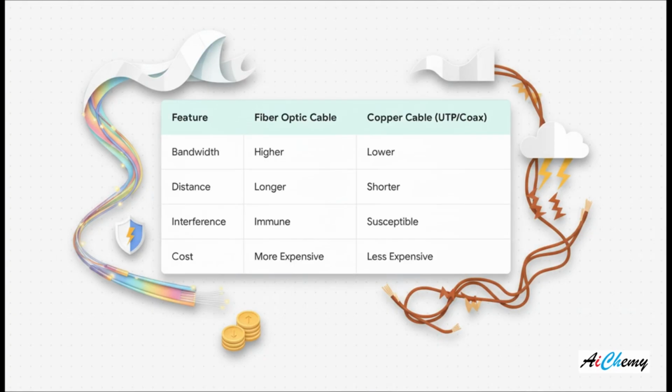So when you put them head to head, it's really all about choosing the right tool for the job. Fiber gives you insane bandwidth over huge distances, and it's completely immune to the electrical noise that plagues copper. But that top-tier performance comes with a bigger price tag. On the other hand, copper is way cheaper and it's everywhere, but it's slower, it can't go as far, and you always have to worry about interference.